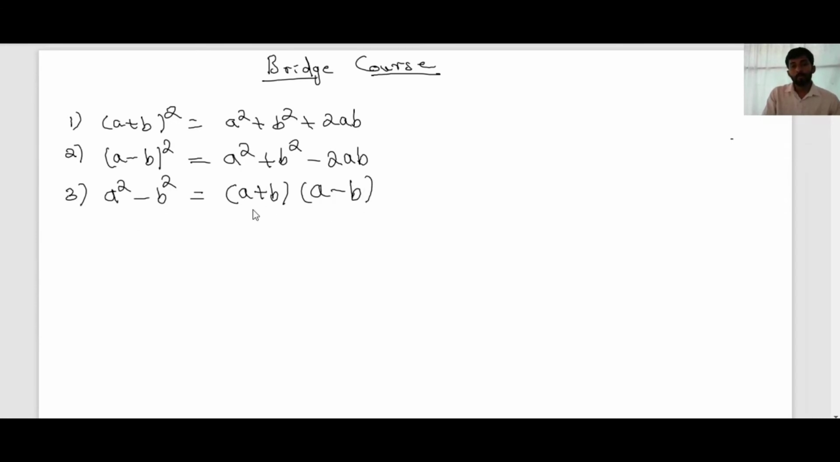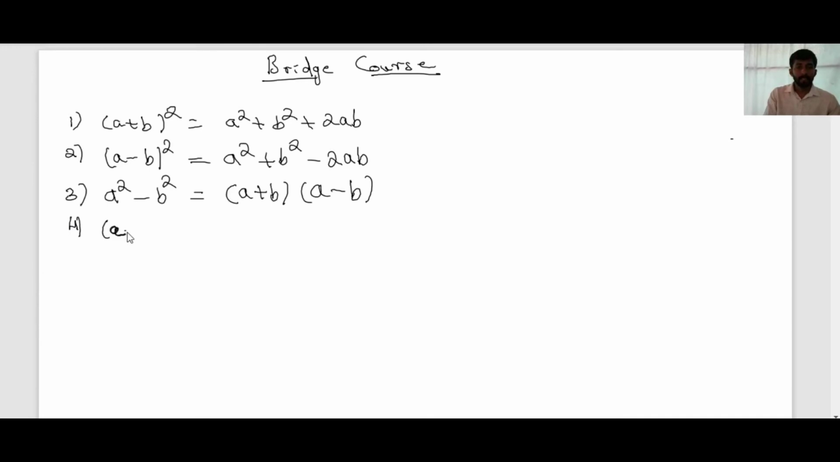In most of the problems, you will get (a plus b) into (a minus b). In the next step, while simplifying, you need to write it as a square minus b square. Okay, these are some important formulas related to square. Then see formulas related to cube.